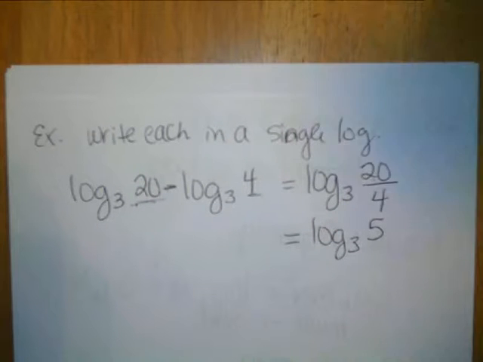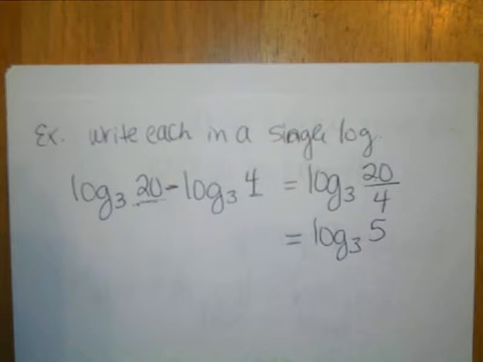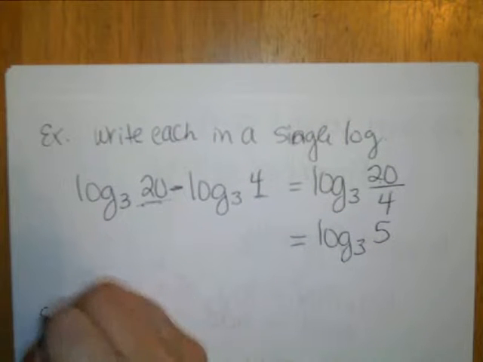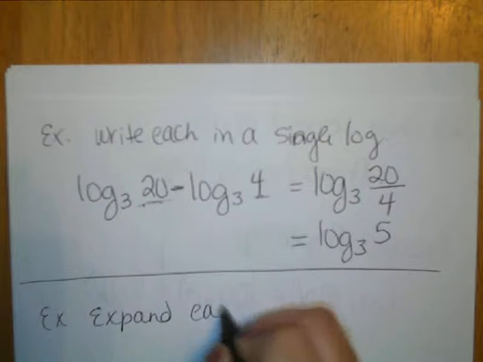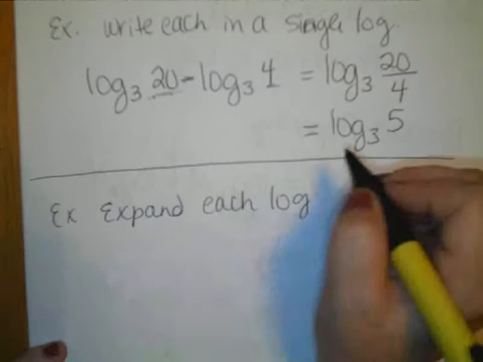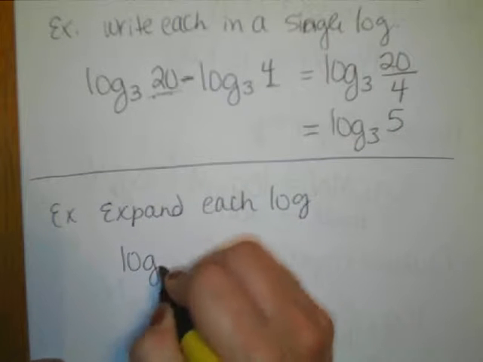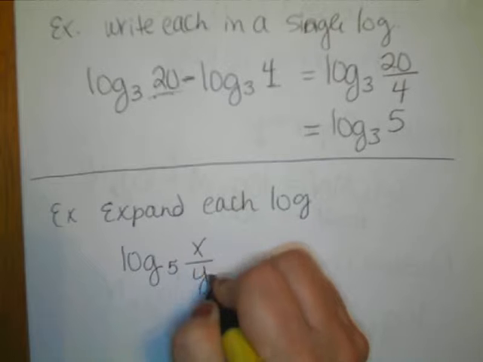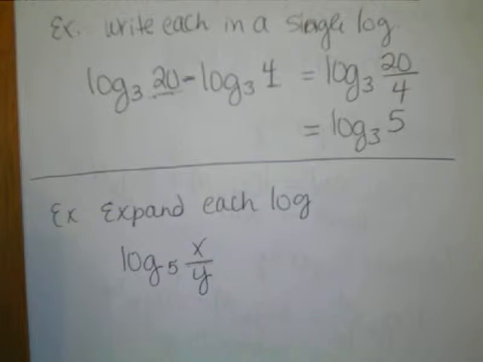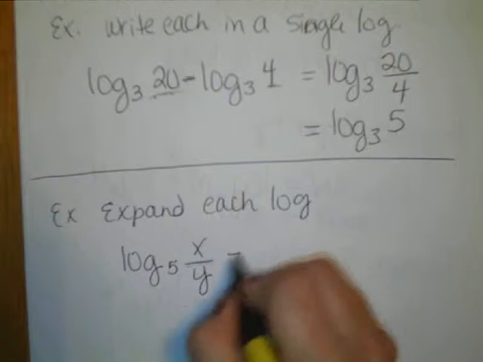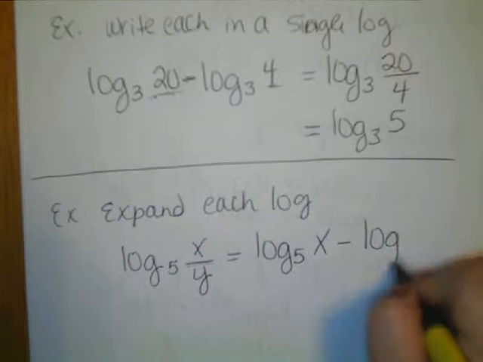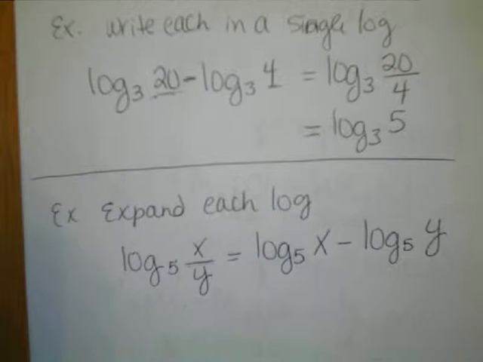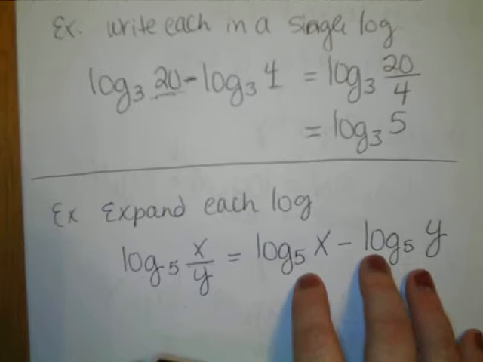All right, let's do another example. Let's now expand each log. That means it's going to be written as a single log. Single log with division. Division goes with subtraction, so I put it into two logs with base 5, and I subtract them. I keep that base, and I subtract them. This went from single to expanding it into two. We can go forwards and backwards.